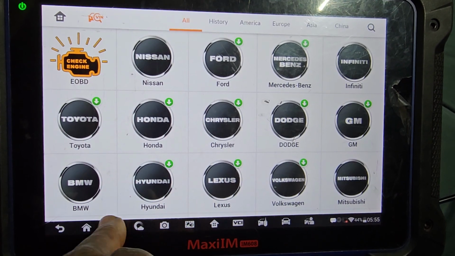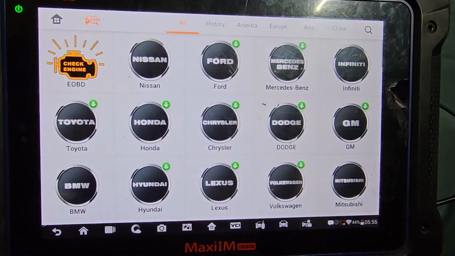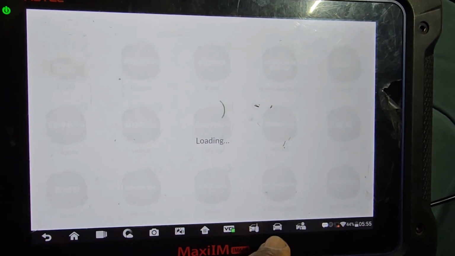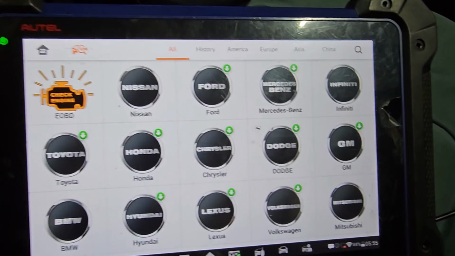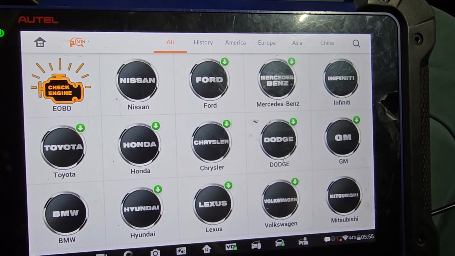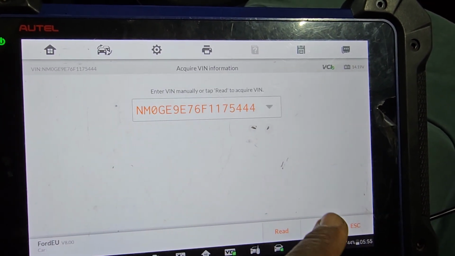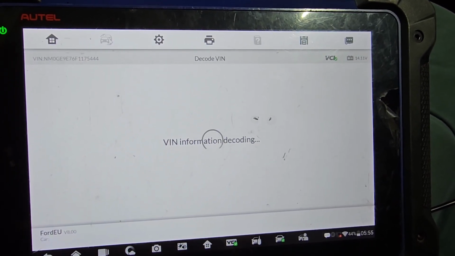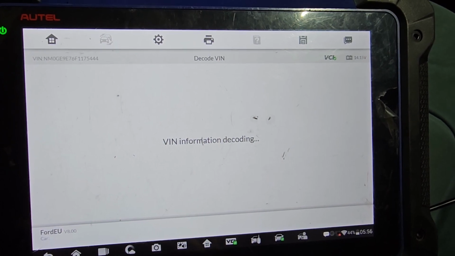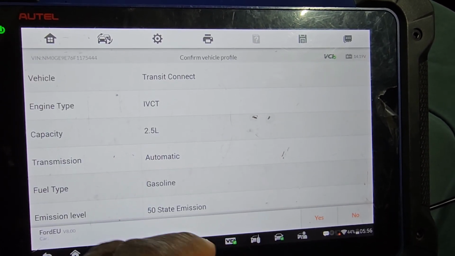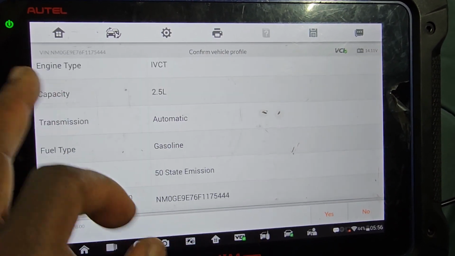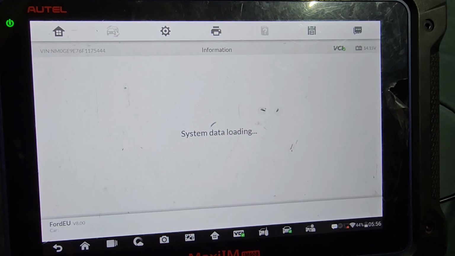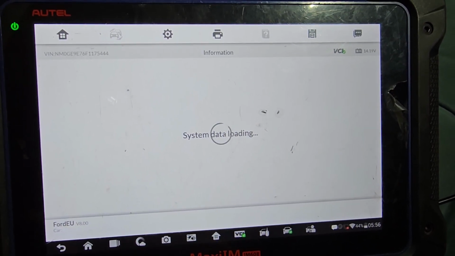Okay, let me see what is there. No communication. Maybe I have to update it because it has a lot of updates. Now it looks like something, I believe. I see the VIN number. Okay, here is the Transit Connect. So yes, I need only one tool. I need my airbag to know what's wrong.